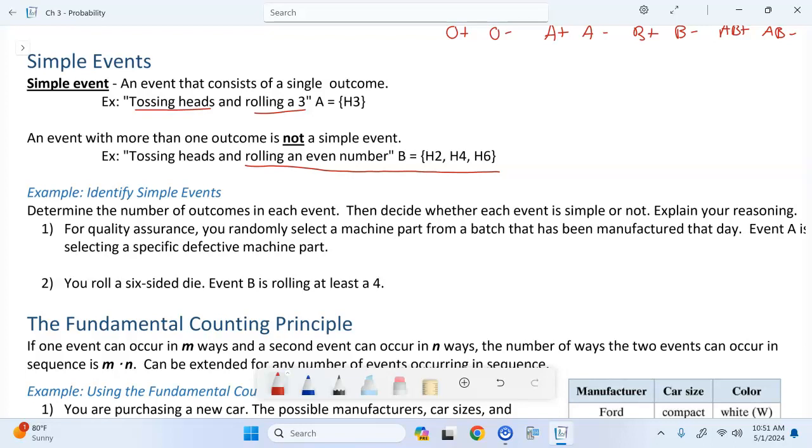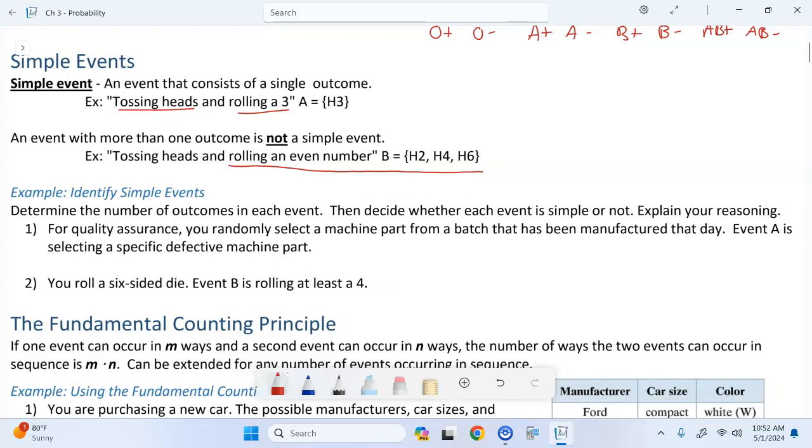So for quality assurance, you randomly select a machine part from a batch that's been manufactured. The event A is going to be selecting a specific defective machine part. Is that going to be simple or not simple? What do we think? Simple. You can only grab one. That's it. That's the part. It's either defective or it's not. It's a simple event.